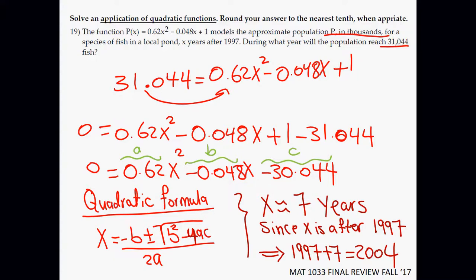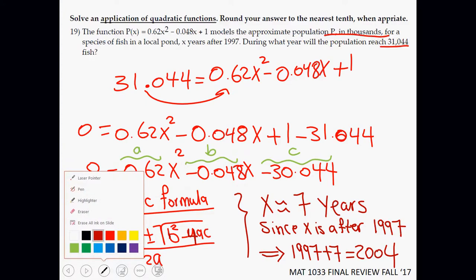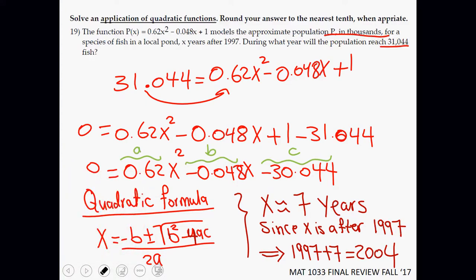Is that a b squared? Yes, it's a b squared. Right, after it's negative 4ac. I'm going to fix it. Negative 4ac.